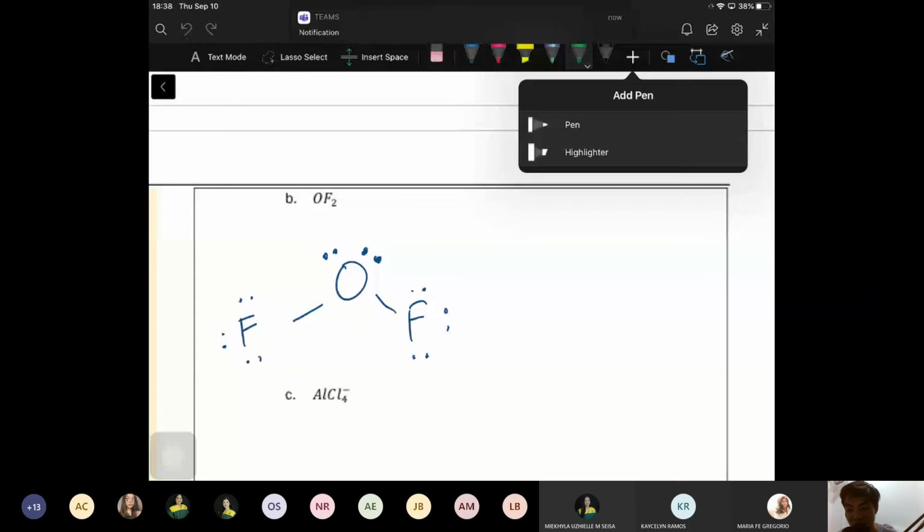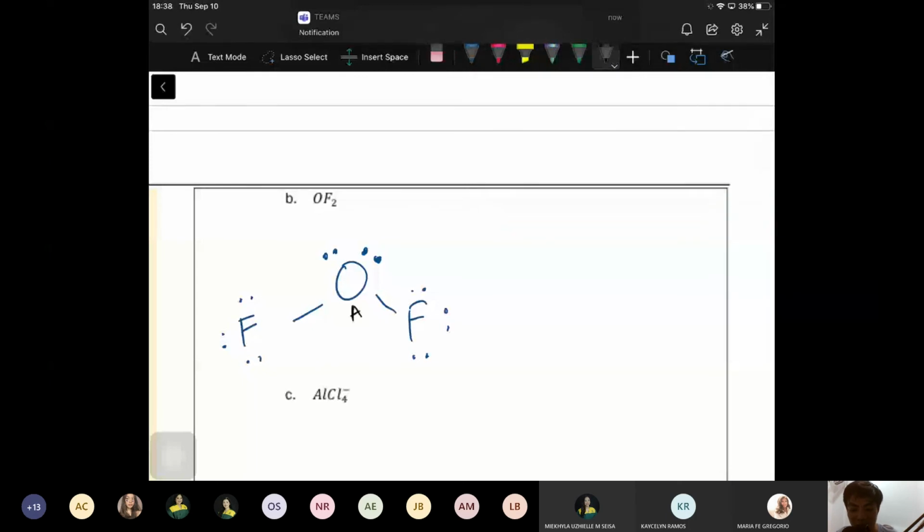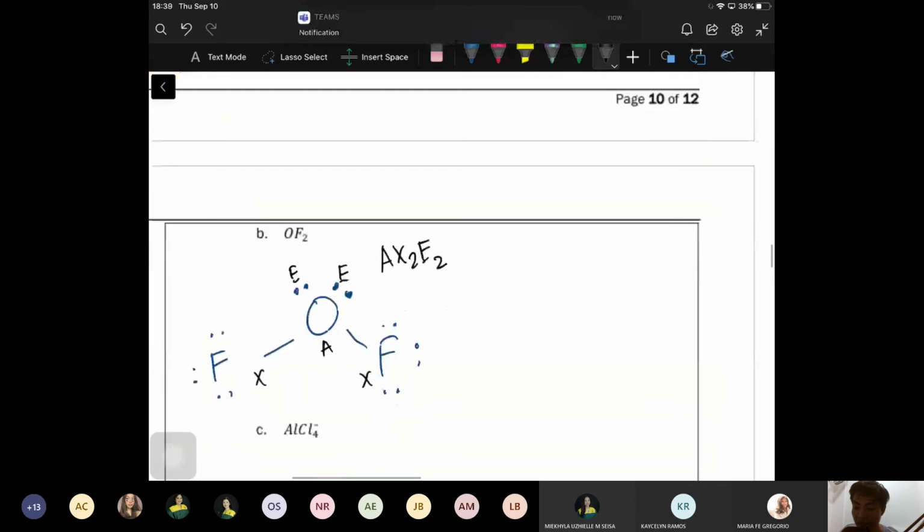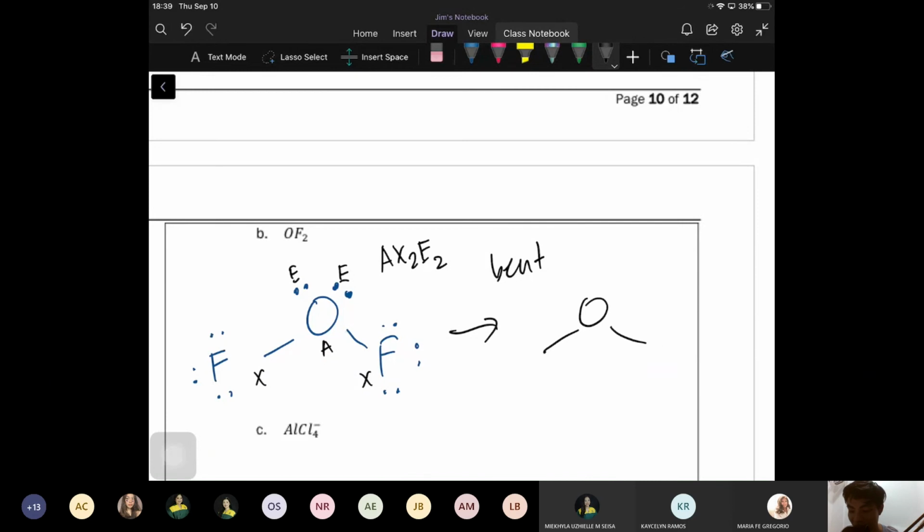Ngayon, hahanapin ko yung code. Central atom is A, the terminal atom is X, and then the lone pair connected to the central atom ay E. So, anong code ko? AX2E2. Ayan, titingin ako sa table. AB2E2, AX2E2 yan. So, ano yung shape? Bent, no? So, that means my final drawing should be bent, no? Ay, nakabend na pala siya. Okay na yan. So, yan yung shape niya. I'm done.